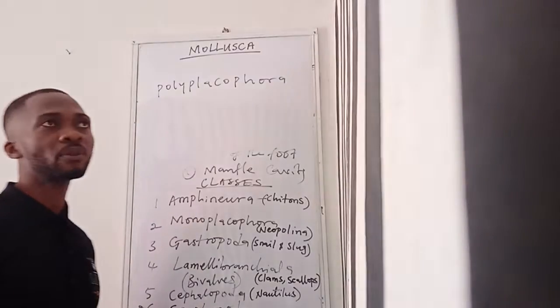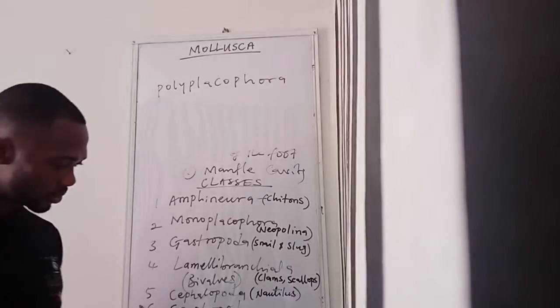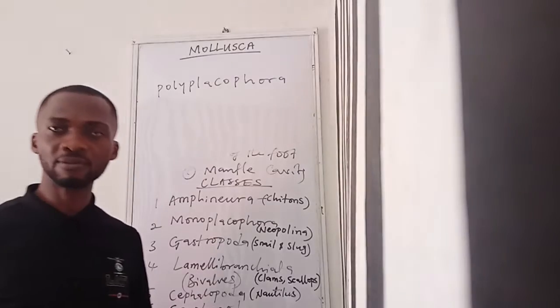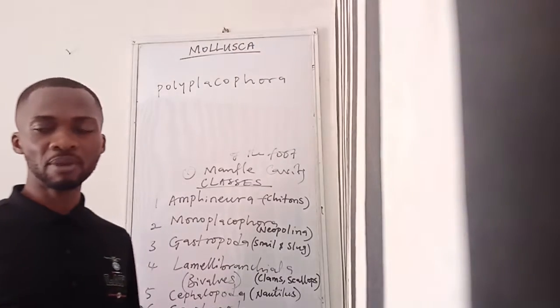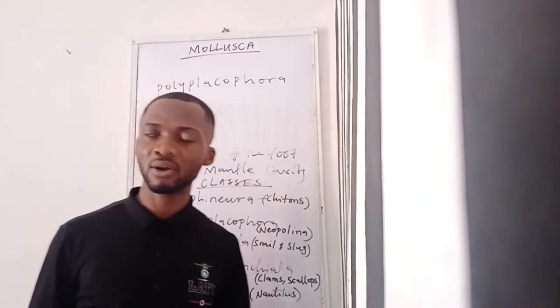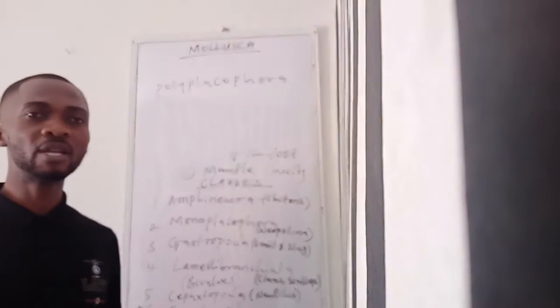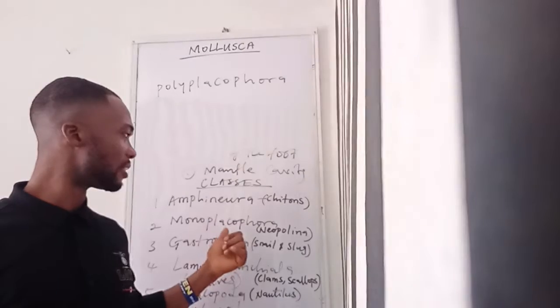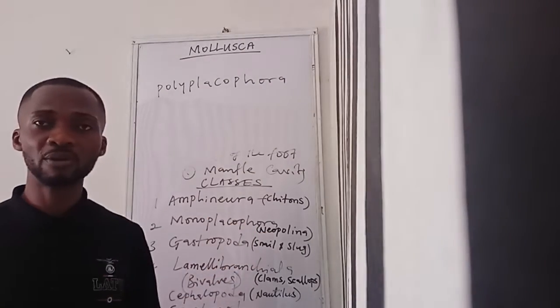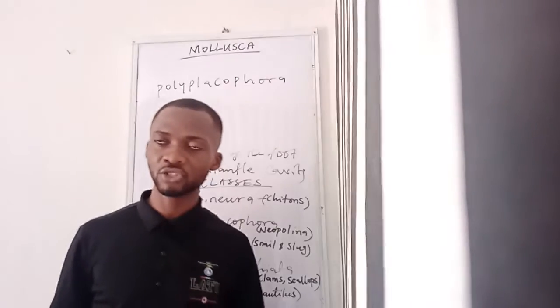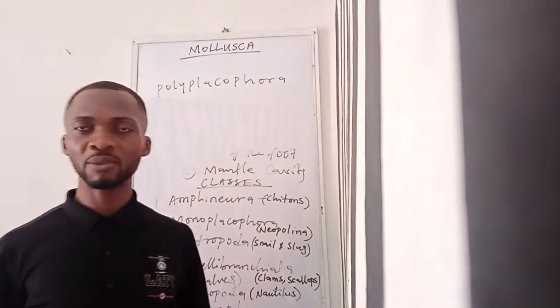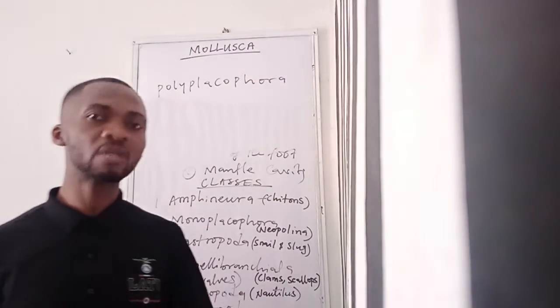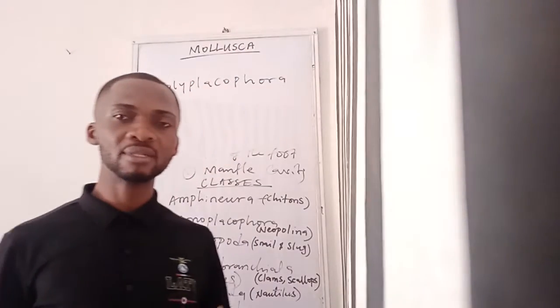But then, like I mentioned when we talked about the characteristics of mollusca, there is a kind of internal segmentation. Remember, I said that members of this group are unsegmented animals, but among members of monoplacophora, there's a kind of internal segmentation. That means they are segmented internally, and this is a proof that they evolved from a segmented worm, which is known as the annelida.